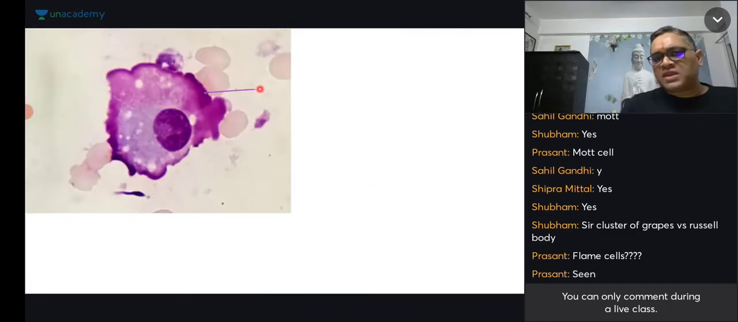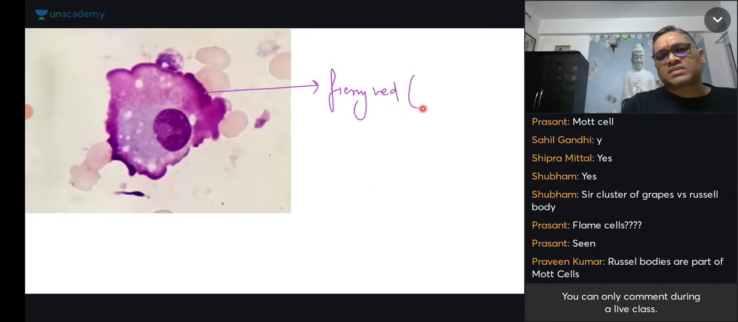Now you can see this is the fiery red cytoplasm. Fiery red cytoplasm because of the monoclonal immunoglobulin deposition, and such cells are called flame cells. Because of the fiery red deposition, they are called flame cells.